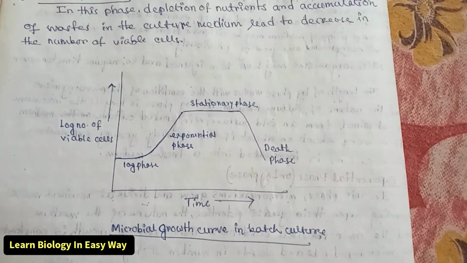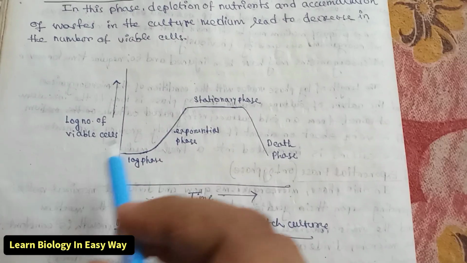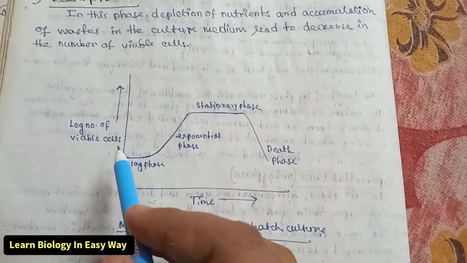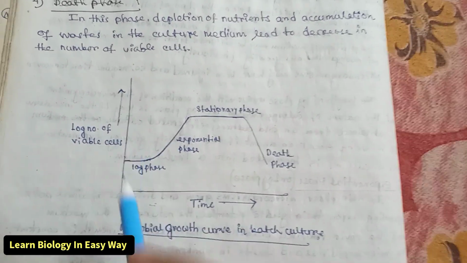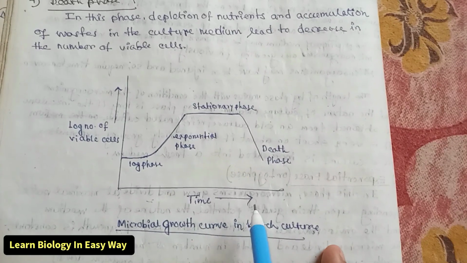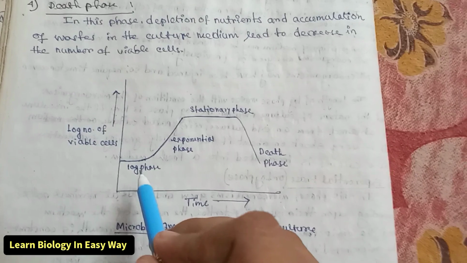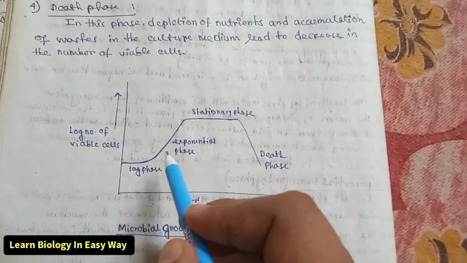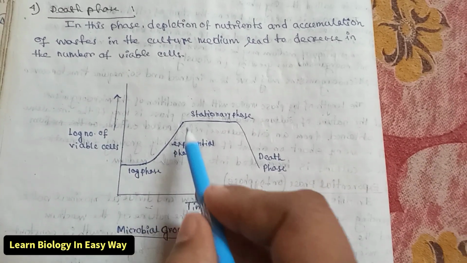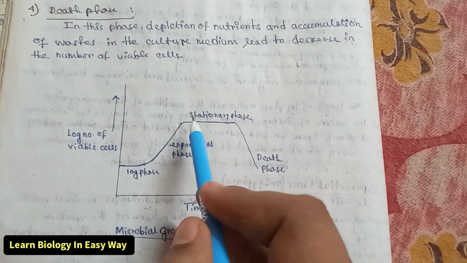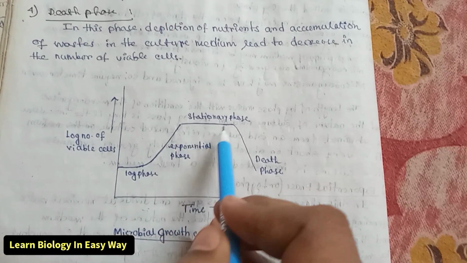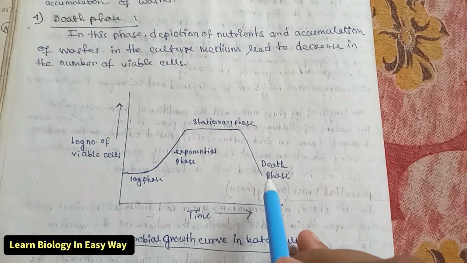In this graphical representation, we can see the logarithm of the number of viable cells on the y-axis and time on the x-axis. In this curve, this part shows the lag phase, this part of the curve shows the exponential phase, this part of the curve shows the stationary phase, and this part shows the death phase.